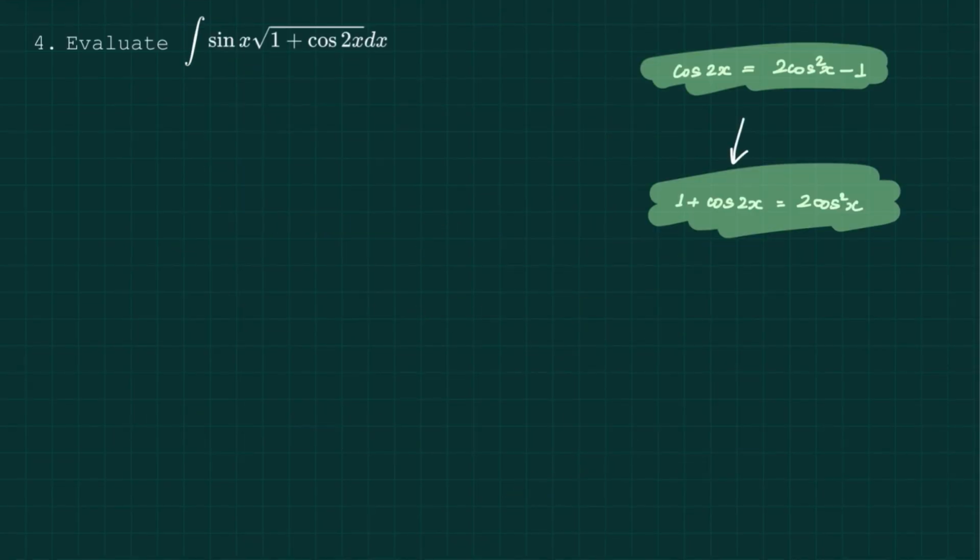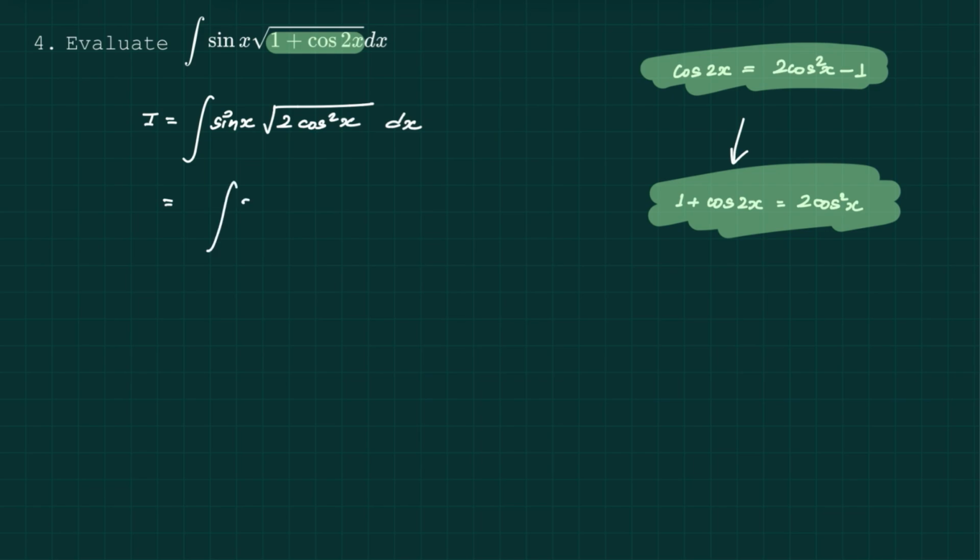Question 4. Evaluate integration of sin x square root of 1 plus cos 2x. Before integrating, we have one formula, that is cos 2x equals 2 cos square x minus 1, and from that we can write 1 plus cos 2x equals 2 cos square x. So in place of this 1 plus cos 2x, we will write 2 cos square x. Therefore my I will be equal to integration of sin x square root of 2 cos square x dx.